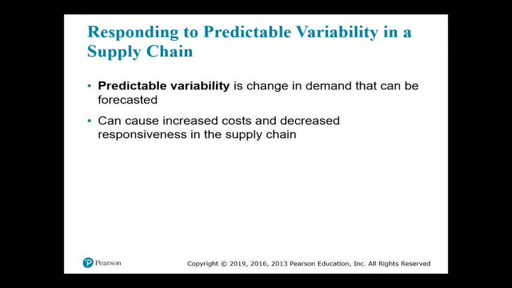Of course, variability is generally not desirable, right? We tend to dislike variability because it creates additional challenges for us to match supply with demand. And we talked about several reasons during last week's class when we discussed aggregate planning. In general, higher variability, no matter whether it's predictable or not, will lead to increased cost and reduced responsiveness in the supply chain.